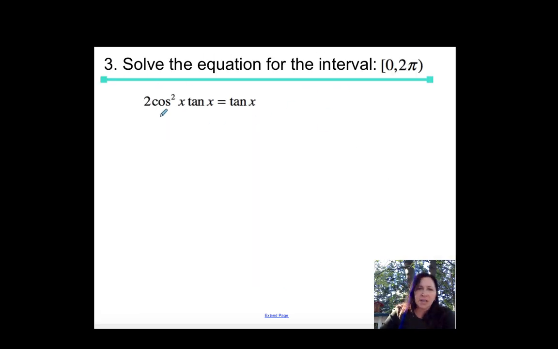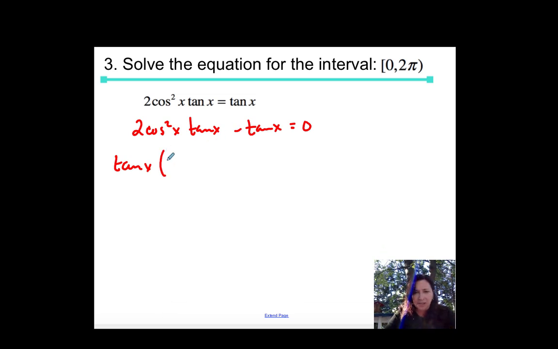The second equation is another quadratic, so I am going to set this equal to 0 again. So we have 2 cosine squared of x tangent of x minus tangent of x is equal to 0. Now, normally, if something's quadratic, after you set it equal to 0, you try to factor. But this is not a trinomial, as in the previous equation, where we had 3 terms. In this equation, we only have 2, which means I'm just going to take out one thing that's common between these two, and that would be tangent of x. So I have tangent of x times 2 cosine squared of x minus 1 is equal to 0.